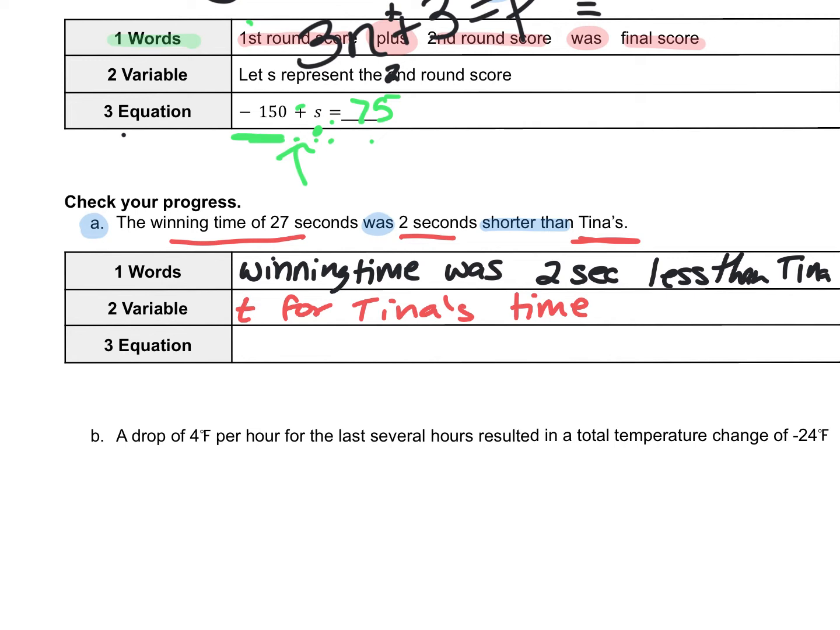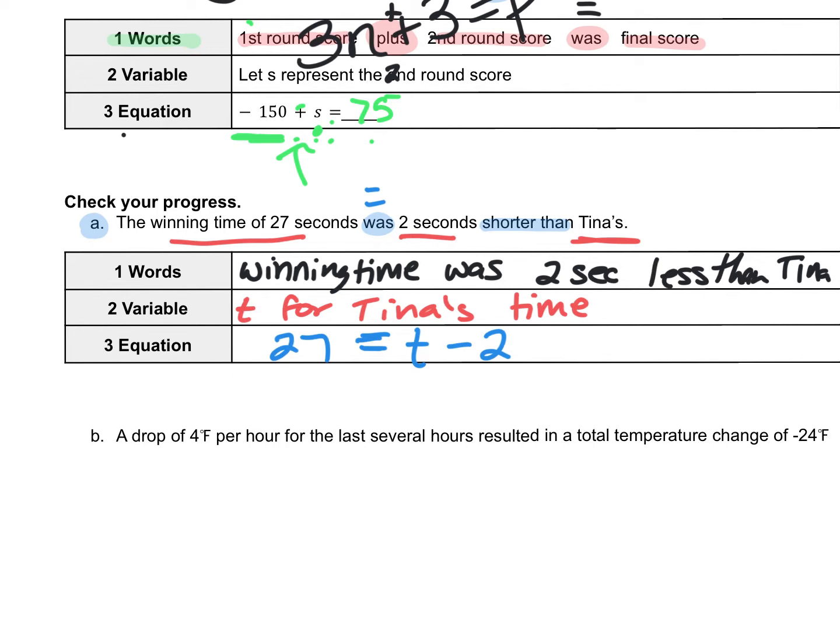So last, an equation. I remember I know the word was. So I know something is set equal here. And I know our final time of 27 was. So that's set equal to 2 seconds shorter than Tina. Does that mean 2 minus Tina? So Tina's score less than 2? No, that doesn't seem right because I'm going to have a negative there. So instead, it might be Tina's score and 2 less than that was 27. So reading it back to myself really helped there.